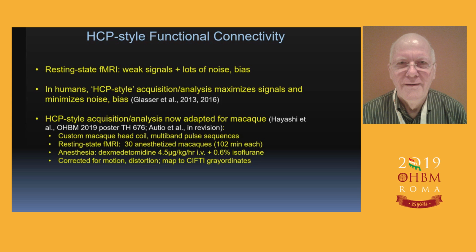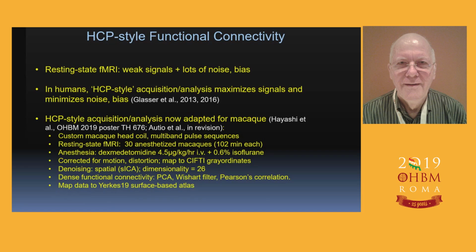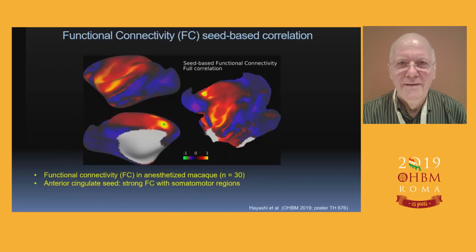And then we carried out pre-processing that corrected for motion and distortion, mapped to CIFTI grayordinates, and then other pre-processing to do spatial ICA with the 26 component analysis and various state-of-the-art strategies to get high-quality functional connectivity. And then we mapped the data to the same Yerkes19 surface-based atlas that you saw for the tracer-based analysis.